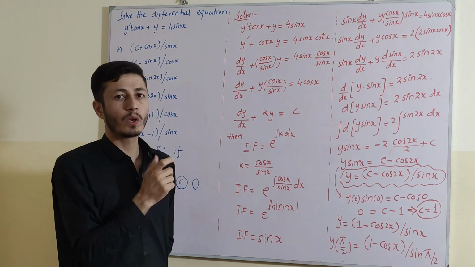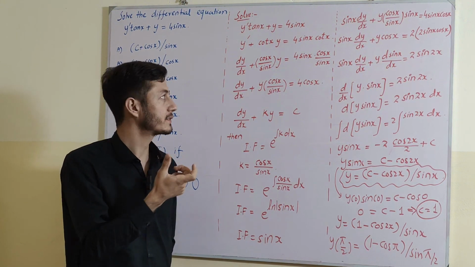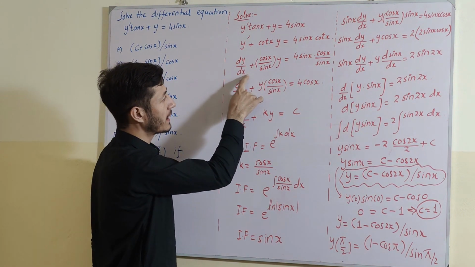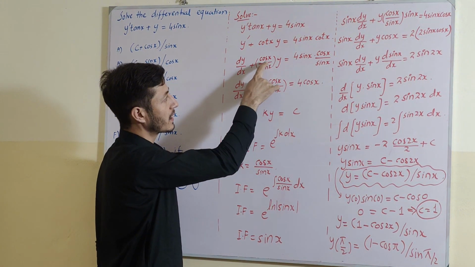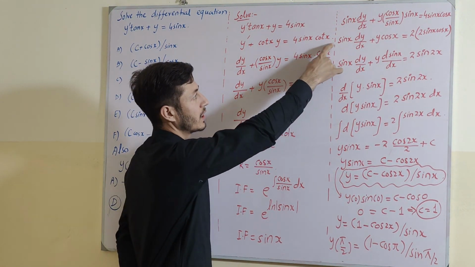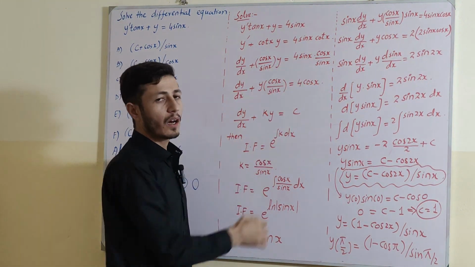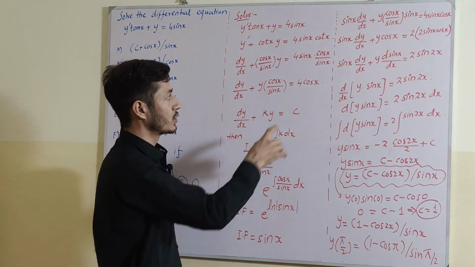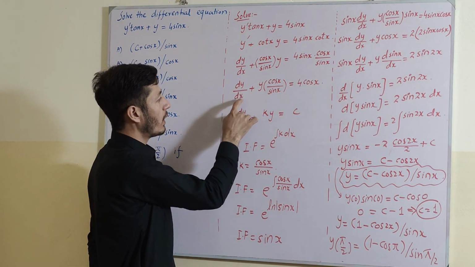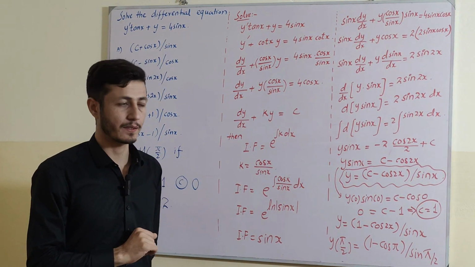After that, we can write the cotangent of x in the form of cos by sine of x. So it becomes dy/dx plus cos of x by sine of x times y is equal to 4 sine of x times cos of x by sine of x. Here the sine of x cancels out, so the 4 cos of x will remain. dy/dx plus y times cos of x by sine of x remains as it is.